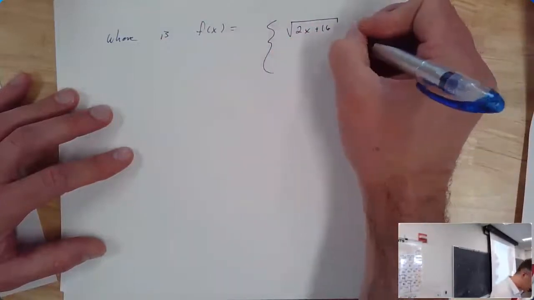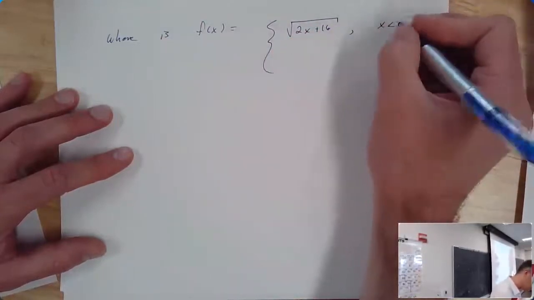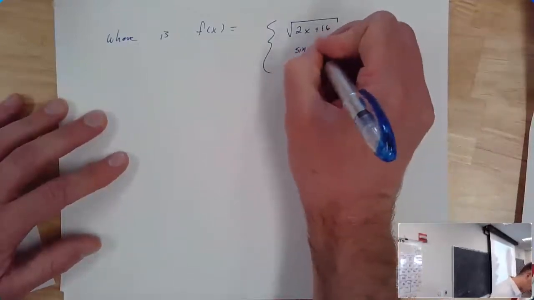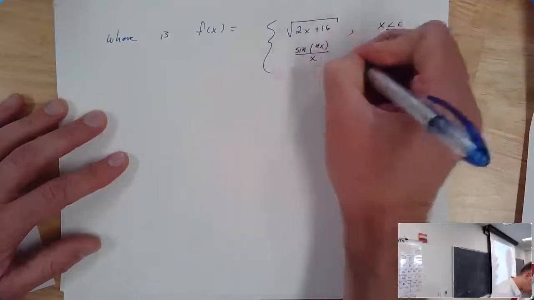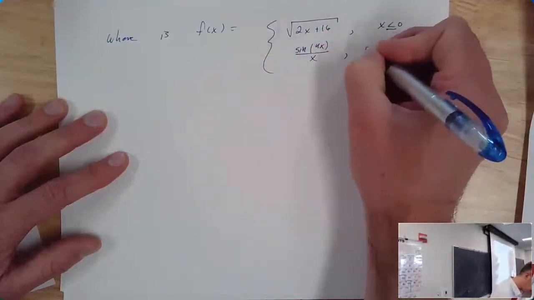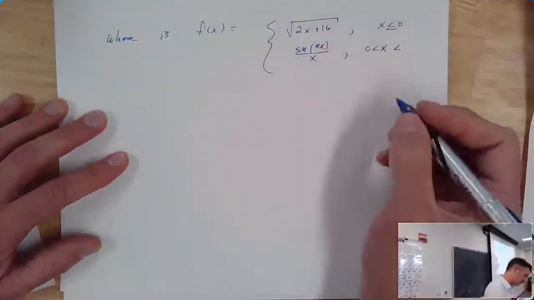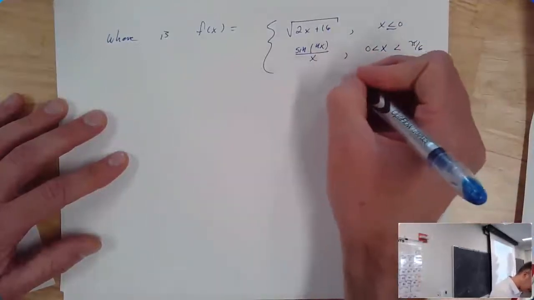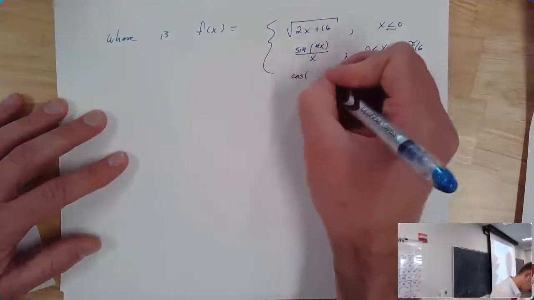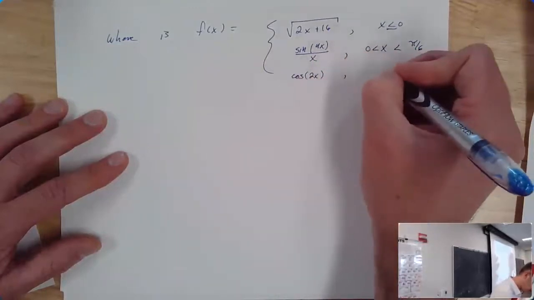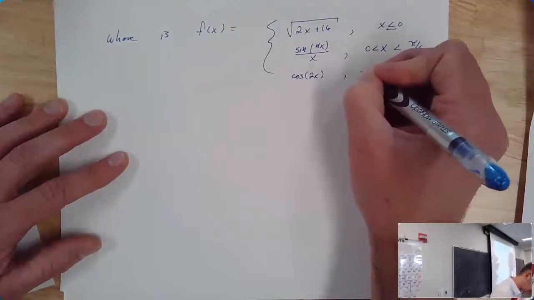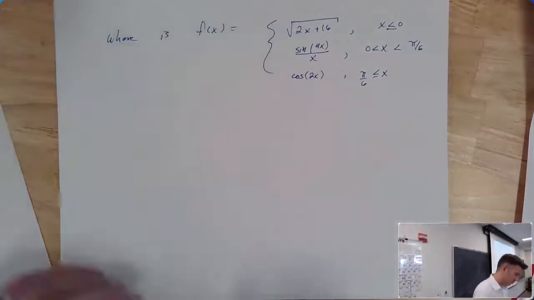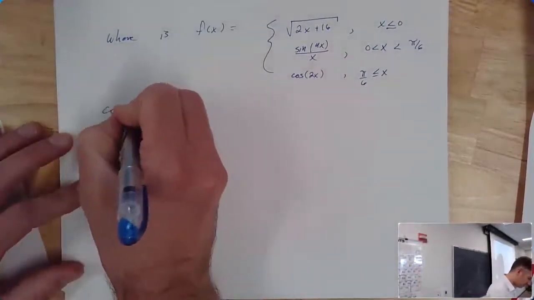Where is this function continuous? The square root of 2x plus 16 when x is less than or equal to 0. Sine of 4x over x when x is bigger than 0 and less than, let's make it interesting here, pi over 6. And finally, cosine of 2x when x is greater than or equal to pi over 6. So where is this function continuous?